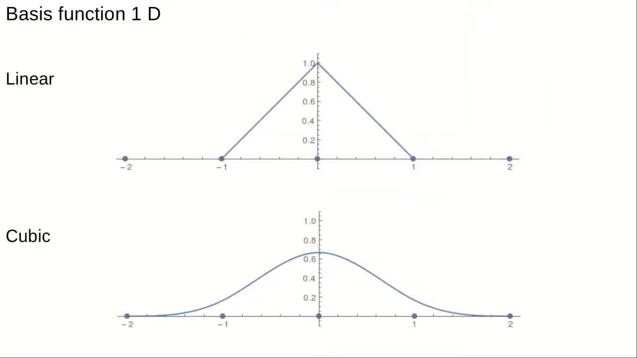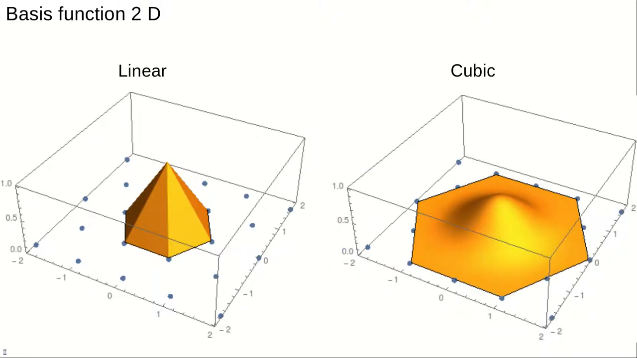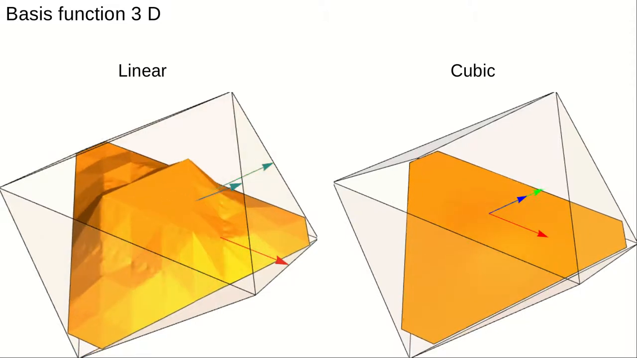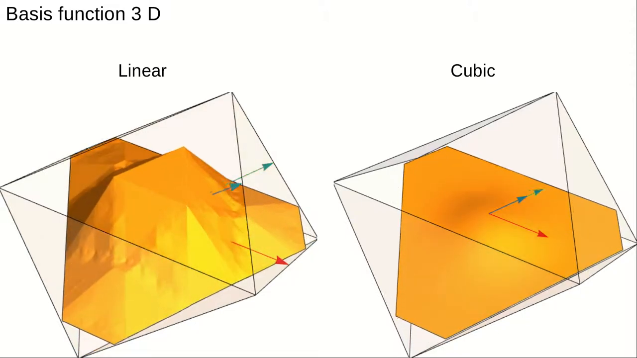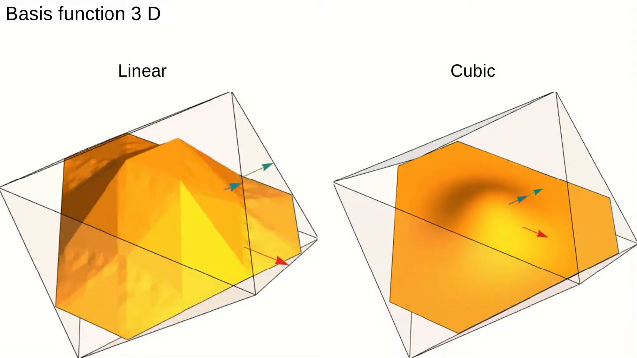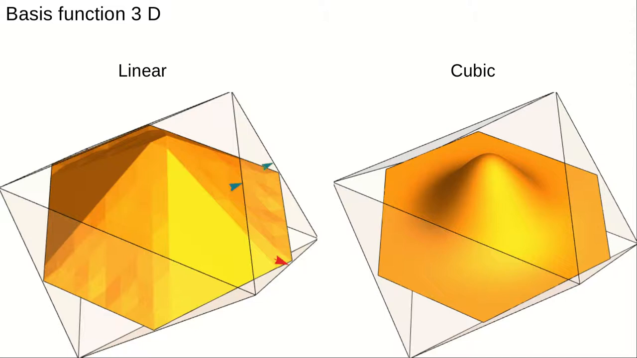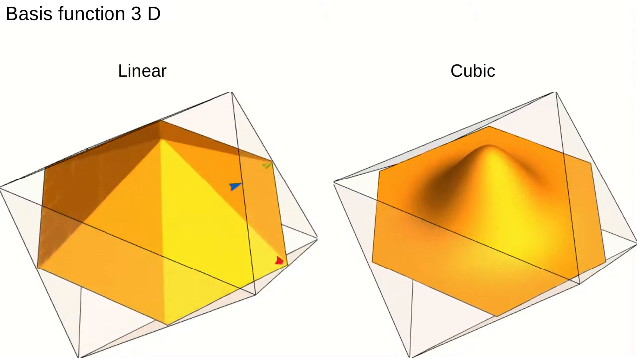Next, we plot the basis functions over the simplex domain, here for 1D. In 2D, the basis functions are supported over a hexagon. In 3D, the support is an octahedron. The animation shows slices through the three-dimensional domain. The function values are slightly scaled to highlight the fractal properties in the linear basis function.